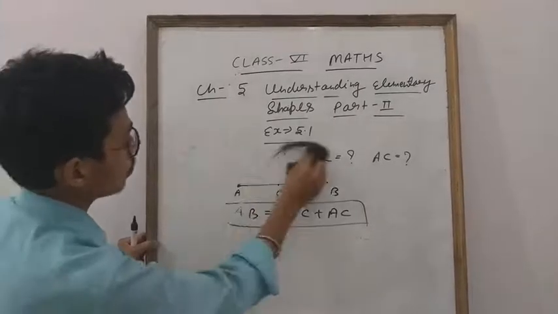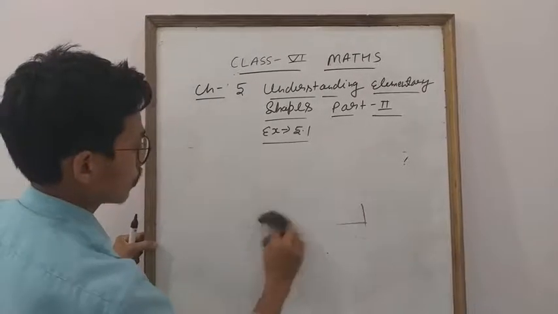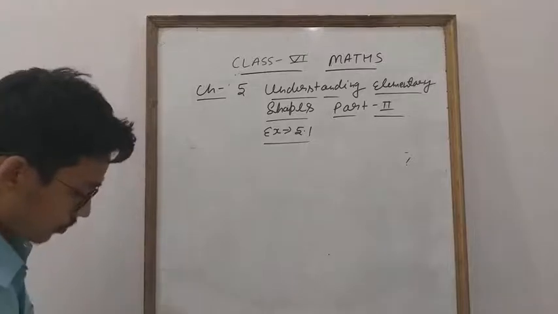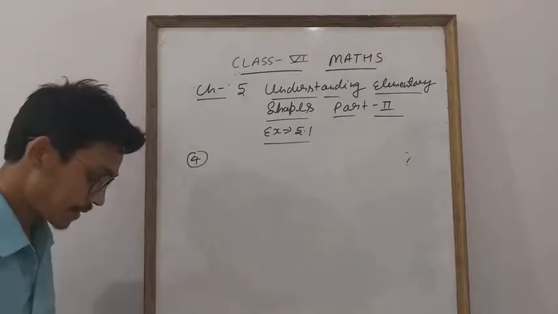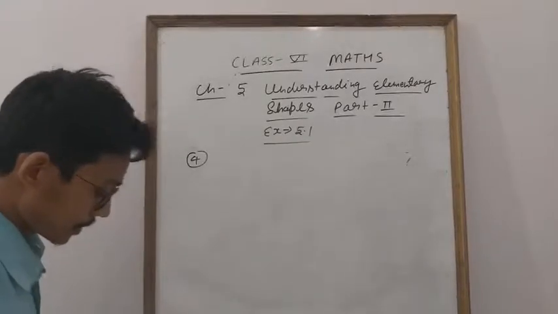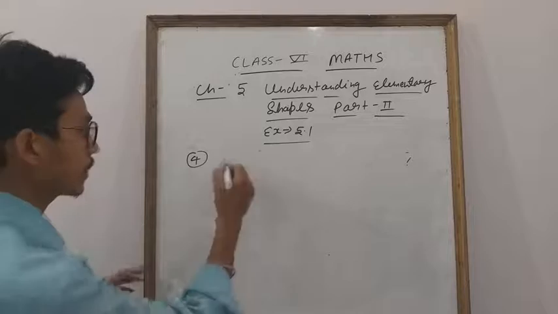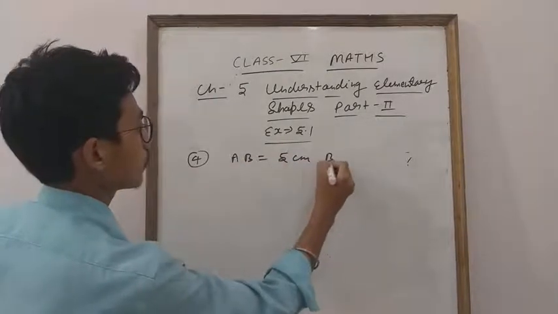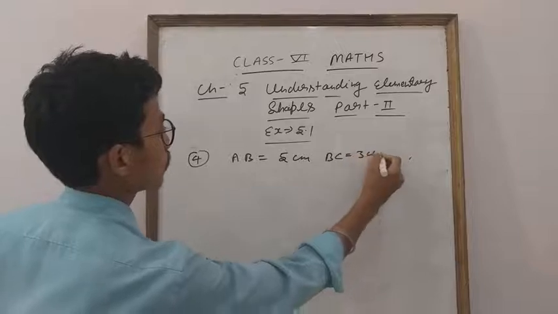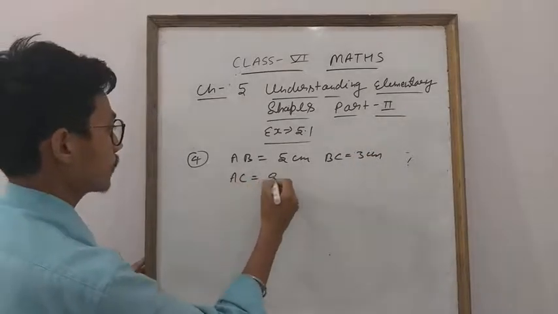So this is our third question. Now move to the fourth question. What is given in the fourth question? See, A, B, C are 3 points on a line such that AB equals 5 cm, BC equals 3 cm, and AC equals 8 cm. This is given, student.